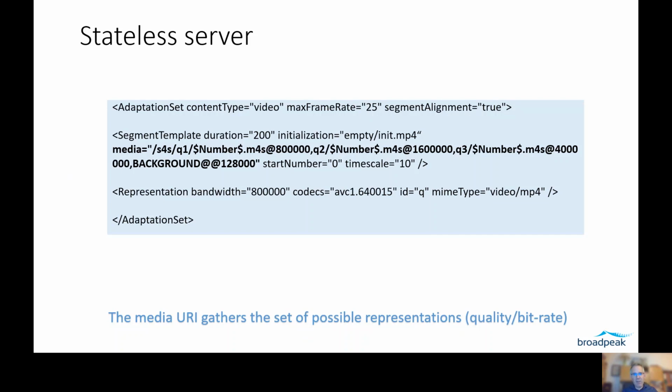We have a specific encoding of that URL that basically gives us all the representations' URLs plus their bandwidth information, which makes the server stateless. It doesn't need to process the manifest. It just has to read the URL of the segment request, and it gets all the information it needs to do its own selection, right?